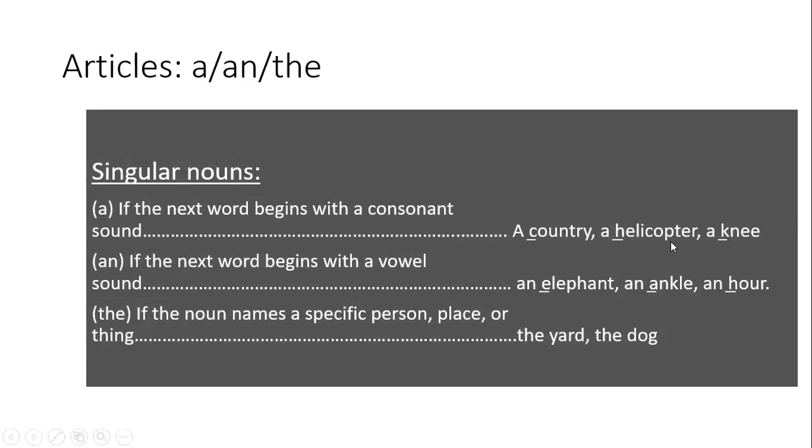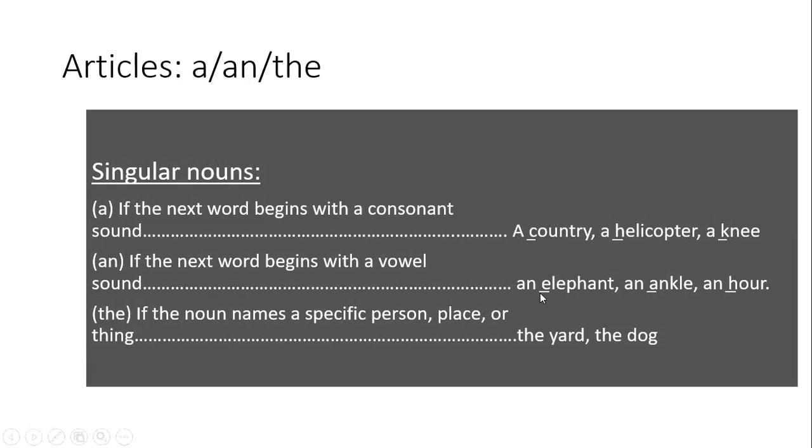See, these are all words that not only begin with a consonant letter, but they also make the sound of a consonant letter, okay? So that's when we use a. When do we use an? Well, it says here if the next word begins with a vowel sound. Again, emphasis on vowel sound.